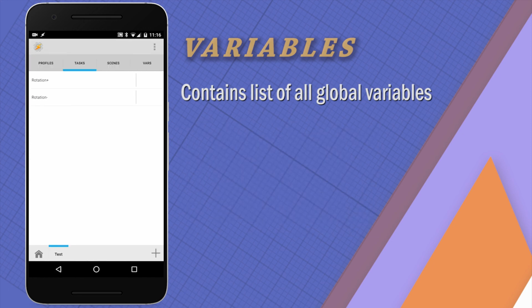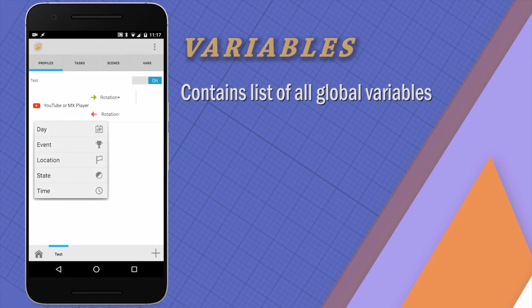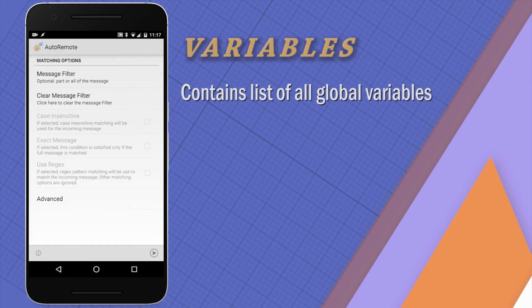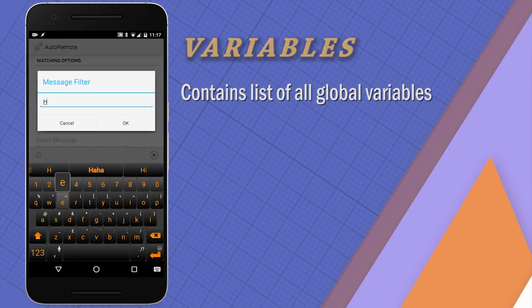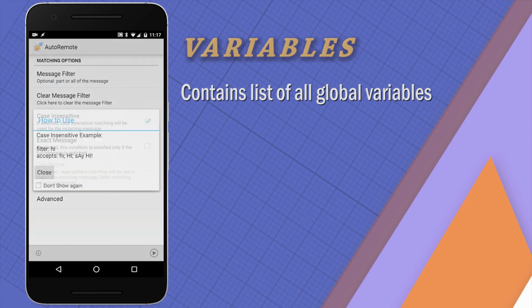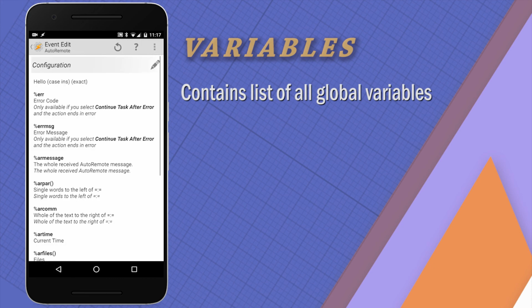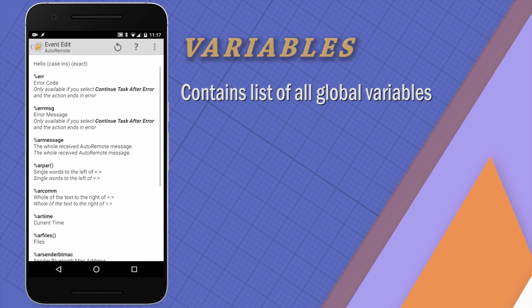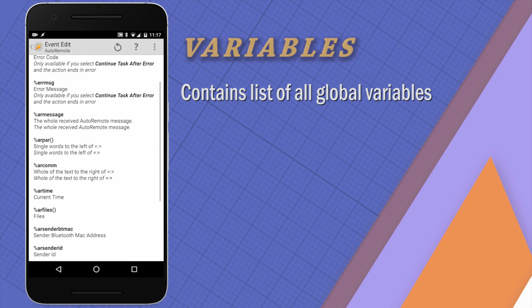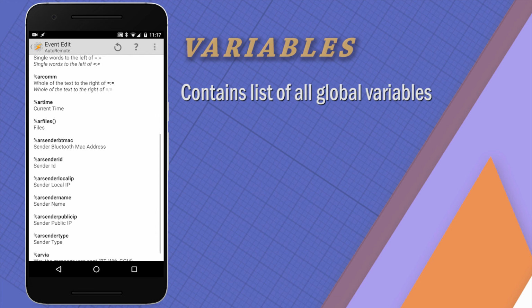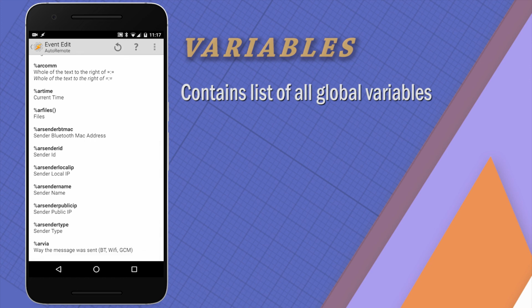Last type of the variables are local variables. These are limited to the single task only. And for example, if we're going to use a plugin, in this case AutoRemote, and we're gonna specify some conditions in that AutoRemote, it will provide us with specific local variables. These variables will be spelled with a lowercase and will be available to us for the duration of the task. Once the task has ended and performed all the actions available, these variables will be deleted and the values assigned to it will be no longer available to us.